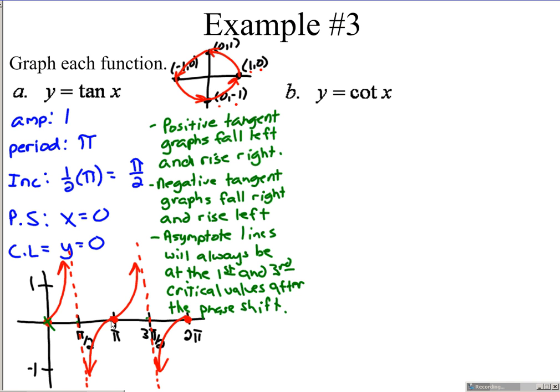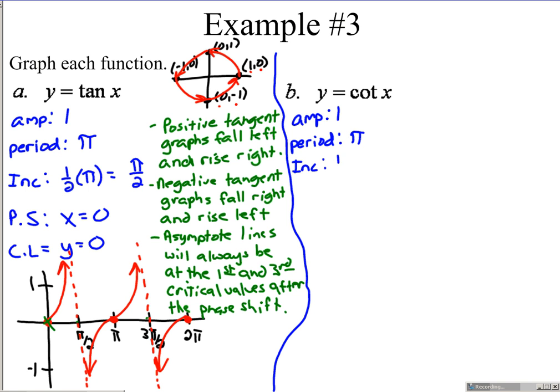Remember, asymptote lines will always be at every other one. So if you know it's at the first point, then you know it's got to be at the third point, fifth point, seventh point, ninth point, depending on how far out you carry your graph. Okay, looking at our cotangent graph. Okay, starting with amplitude. 1. Period, remember, of tangent and cotangent is just pi. Increment then is only half of the period. Phase shift, there is none, so it's x equals 0. Centerline shift, there is none, so it's y equals 0.